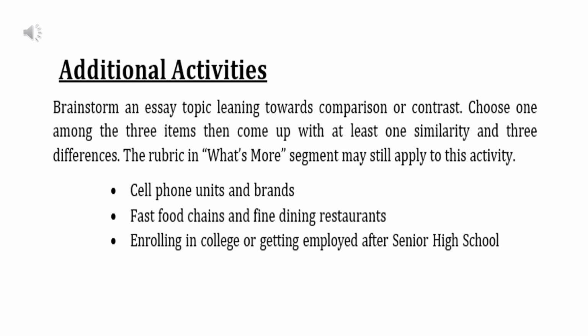Additional activity. Brainstorm an essay topic leaning towards comparison or contrast. Choose one among the three items, then come up with at least one similarity and three differences. The rubric in the What's More segment may still apply to this activity. So the three items are cell phone units and brands, fast food chains and fine dining restaurants, enrolling in college or getting employed after senior high school. So again, all you have to do is to pinpoint one similarity and three differences. Okay? So enjoy. Check your Google Classroom for this activity.